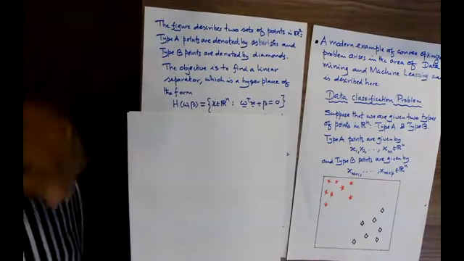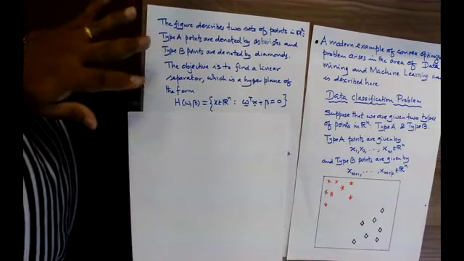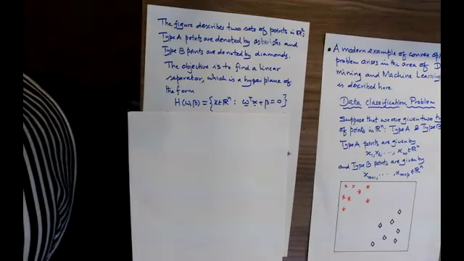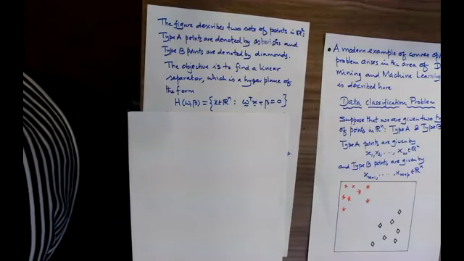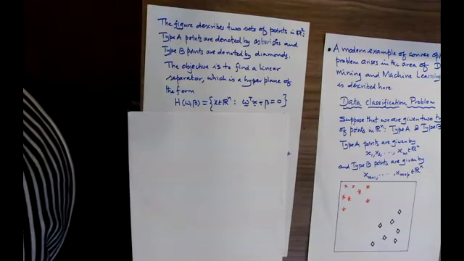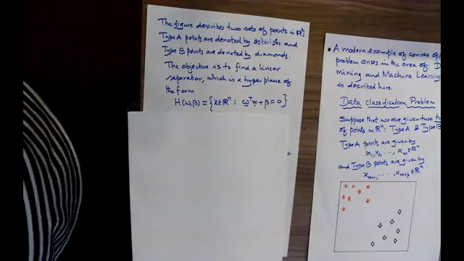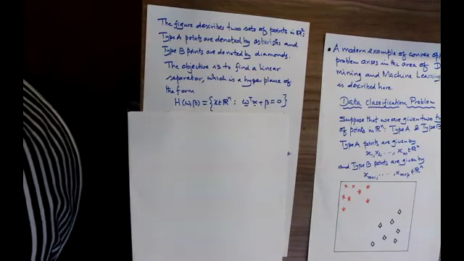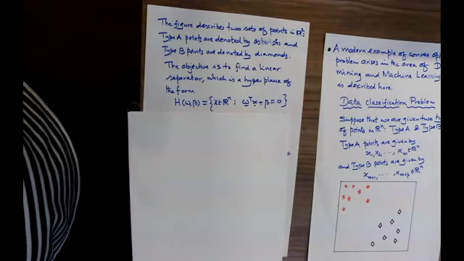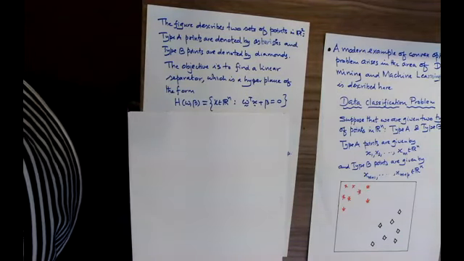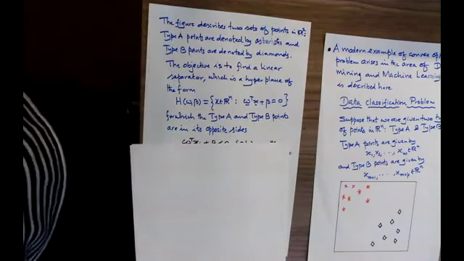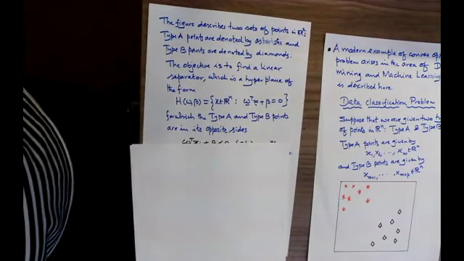Okay? So the objective is to find a linear separator, which is a hyperplane in general, of the form: x in R^n, W transpose x plus beta equals 0. So in a 2-dimensional case, that's a straight line. In a 3-dimensional case, it's a plane. So this is general, in R^n. Your objective is to find a hyperplane for which type A and type B points are on opposite sides.